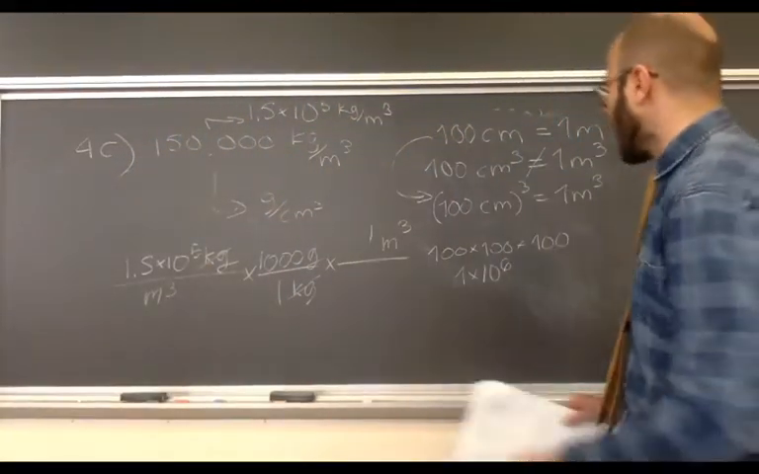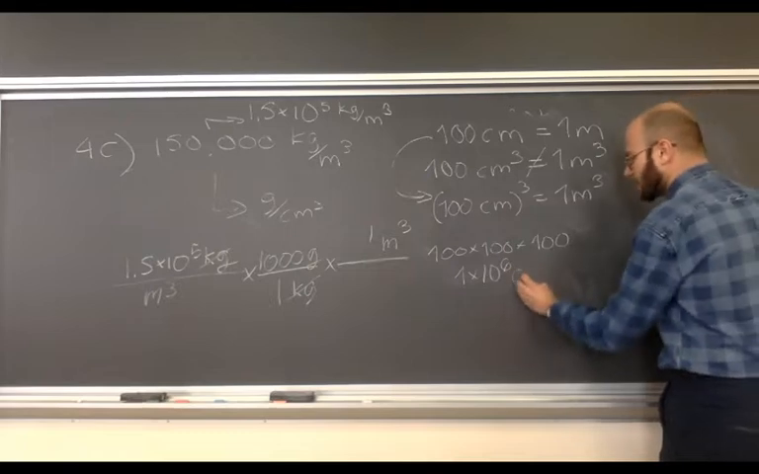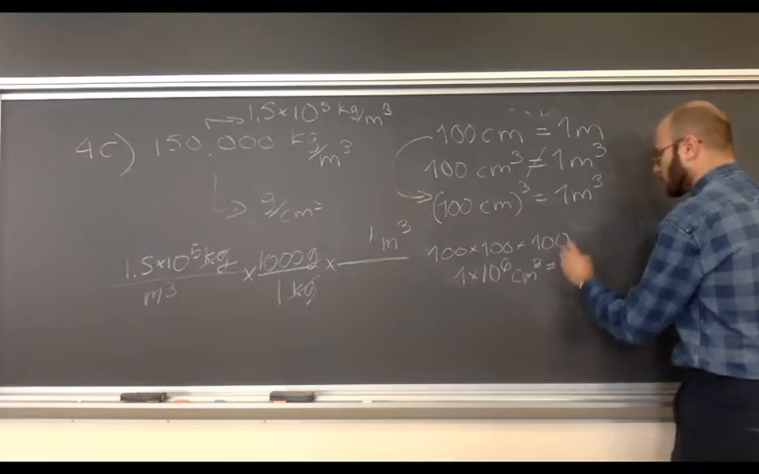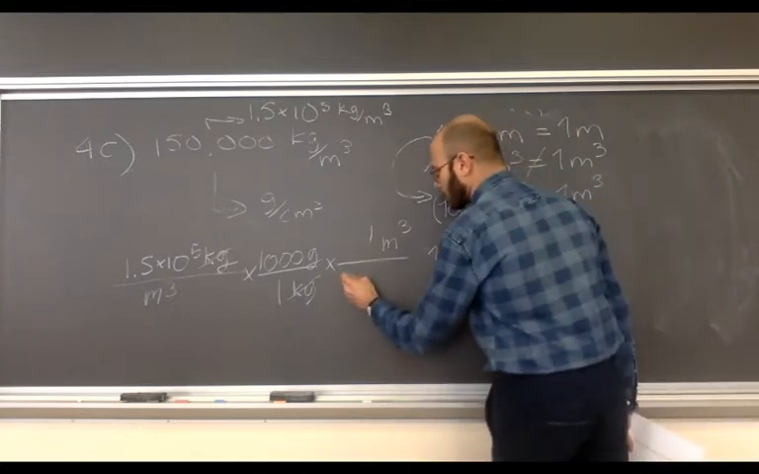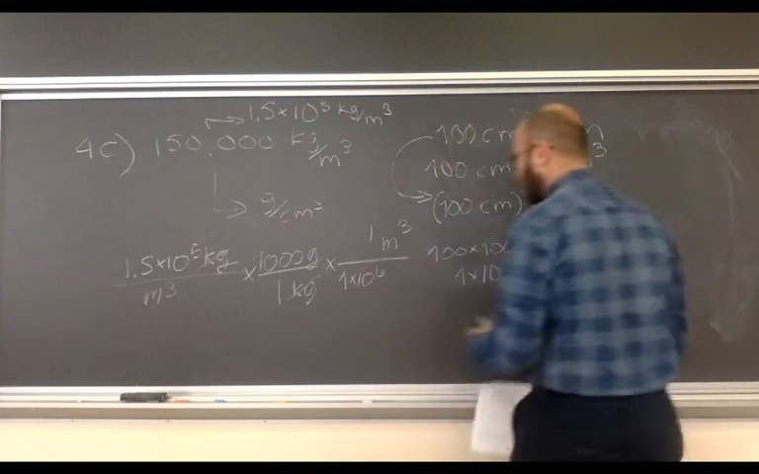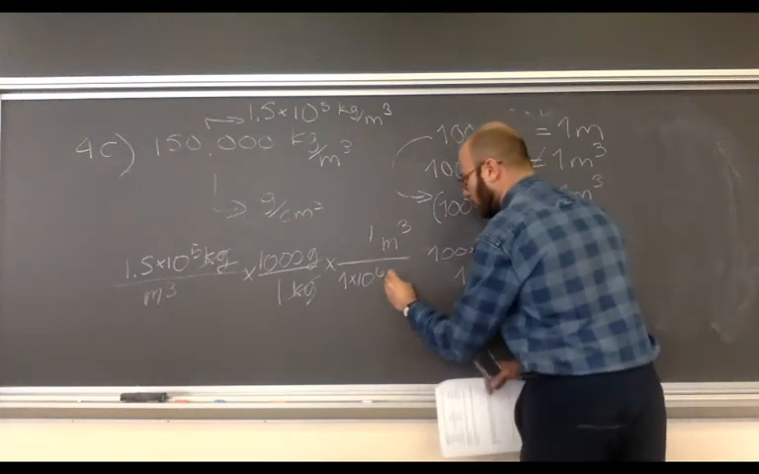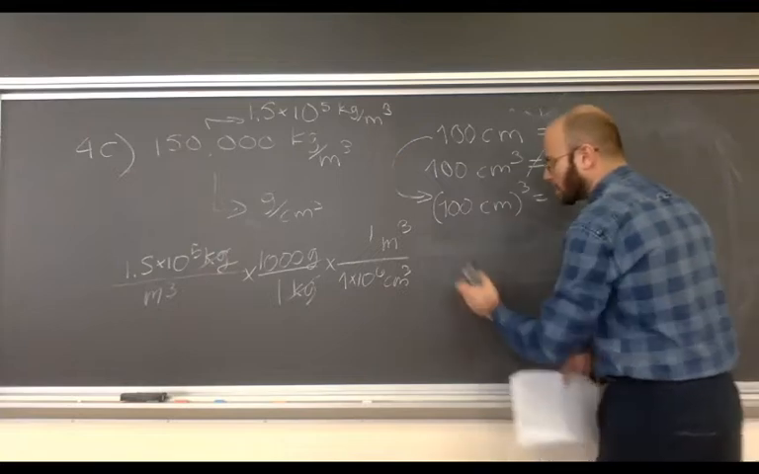That does seem to be correct. We have 1 times 10 to the 6 centimeters cubed is equal to 1 meter cubed, right? So we can throw that right over there as well. We'll put in our units, and then we will pretty much be done. Let me erase this just for a moment.